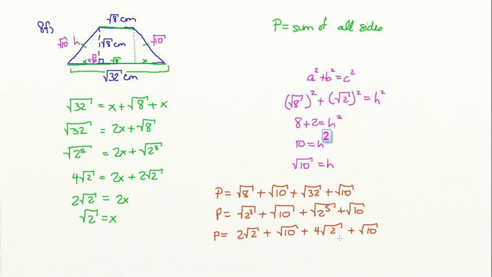All right, so like radicals, I have root 2's. Let's put our root 2's together. So 2 plus 4 is 6. And our root 10s. 1 plus 1 is 2. Our perimeter is 6 root 2 plus 2 root 10.